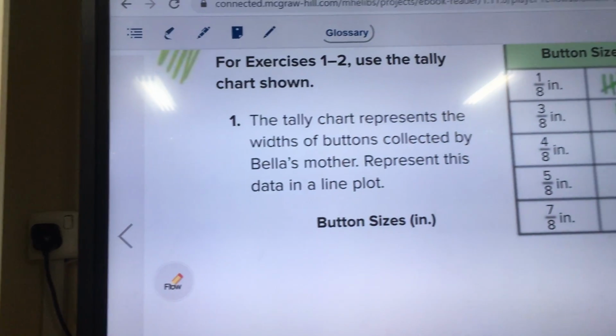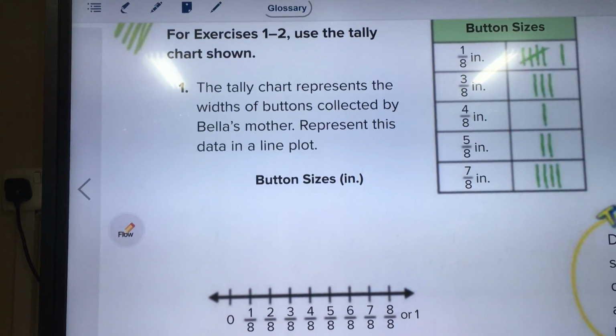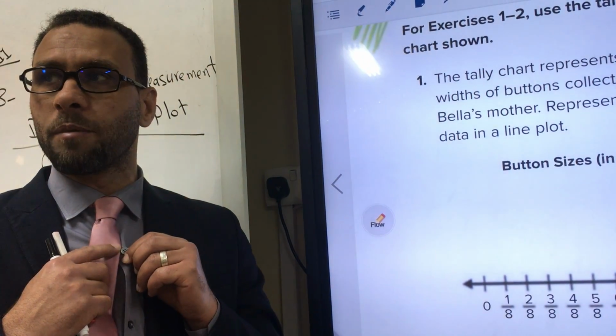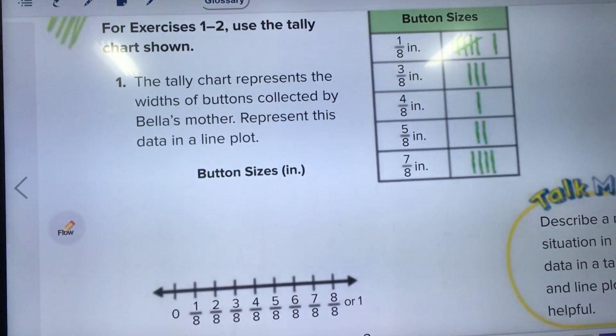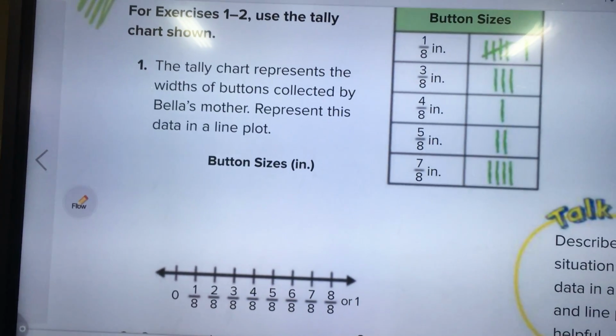Okay, this table represents the width of buttons. You know the buttons we use for a t-shirt, like this button. Okay, this is a button. Represent this data in a line plot.